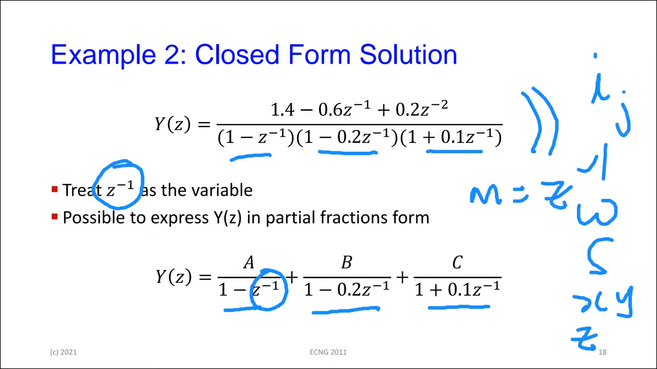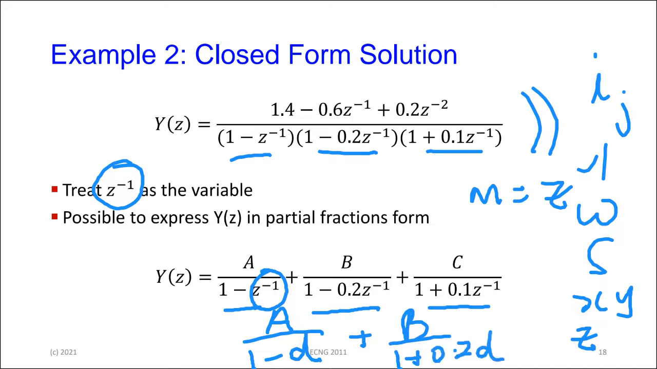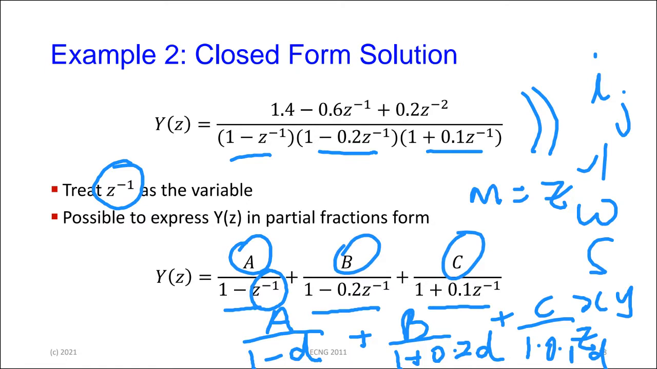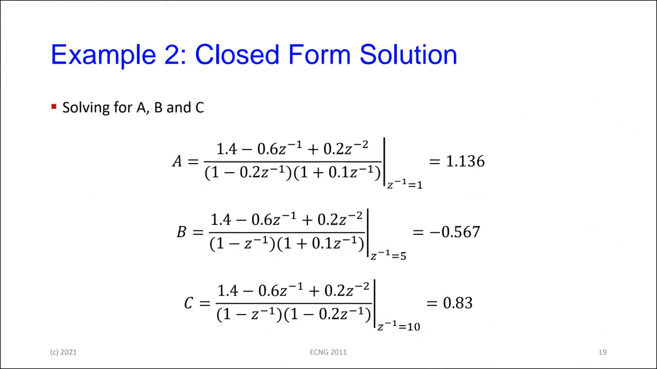Don't pick i and j as complex numbers. So you're kind of restricted, right? A, B, C, so you can probably use D if you want. So this would have been A over 1 minus D plus B over 1 plus 0.2 D plus C over 1 plus 0.1 D. And you solve for A, B, and C as you would have done for your normal situation, the normal partial fraction situation.